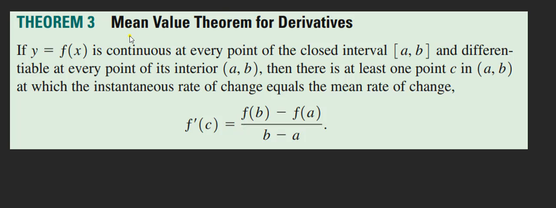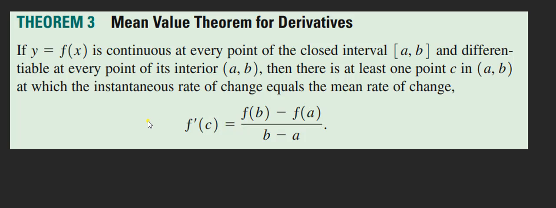In this video, we're going to talk about the mean value theorem for derivatives. Before we do that, f prime of c represents the instantaneous rate of change at x equals c. And what about this portion right here? f of b minus f of a all over b minus a. That represents the rate of change or slope between x equals a and x equals b.